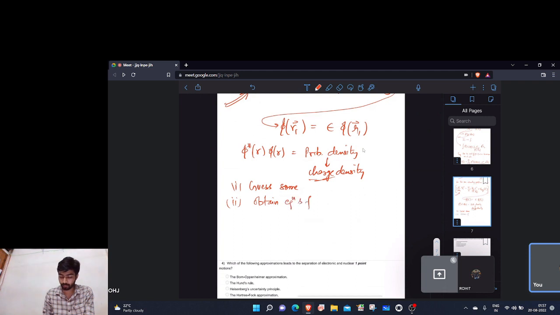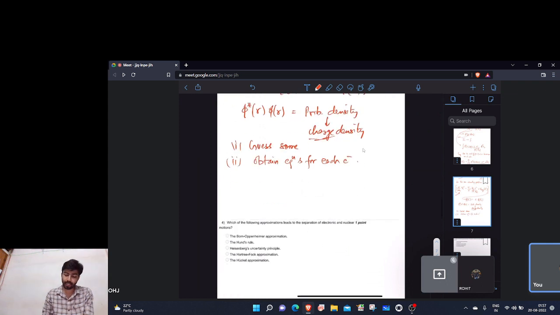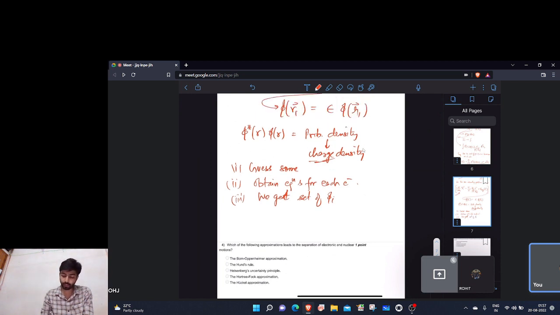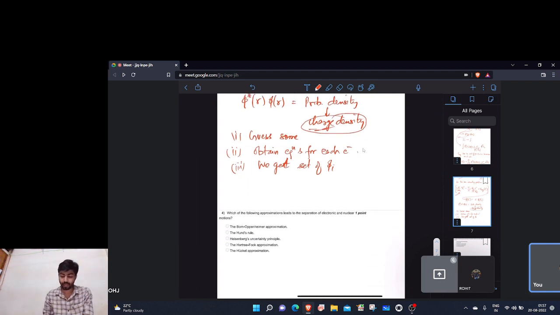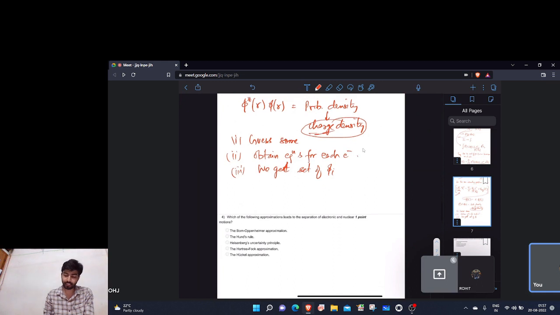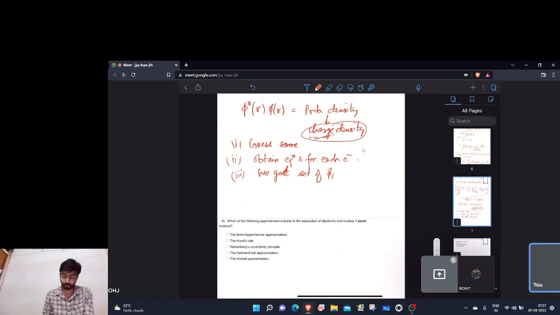Fine. And after solving those n equations, we get a set of phi i, and we know that phi i correlates with the charge density of the system. We calculate the charge density and we feed this charge density again into the system.